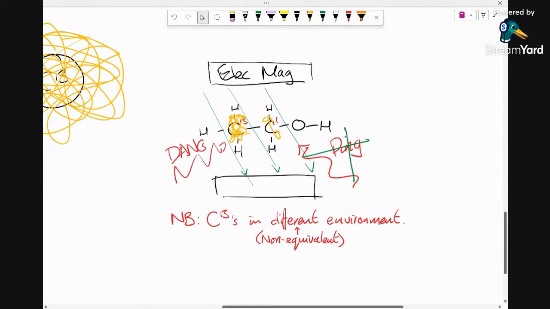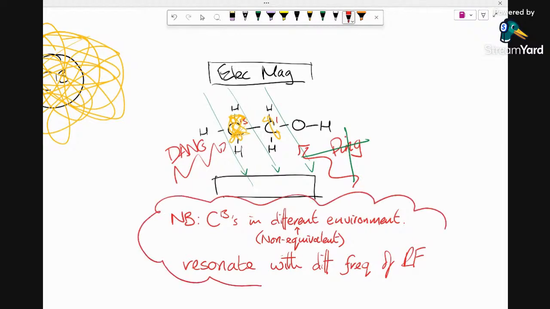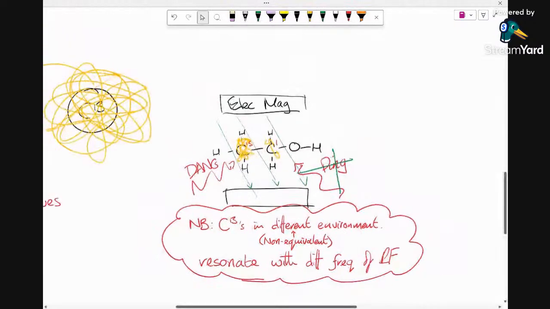So C13s in different environments absorb, I shouldn't say absorb, I should say resonate with, but absorb's fine. Let's put resonate, why not? It's nice to use the word. Resonate with different frequencies, different frequencies of RF, radio frequencies, radio waves. Cool. I'll put that in a box. Love my spangly box. Make it spangly.